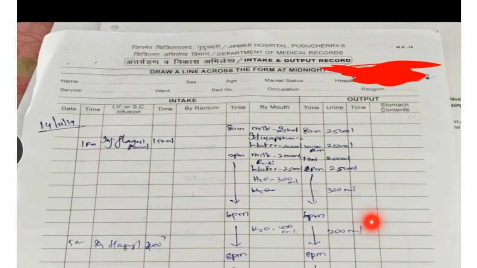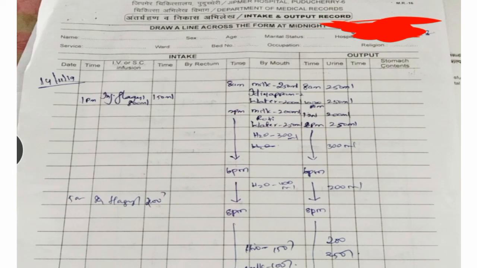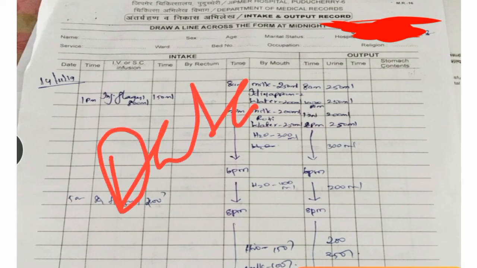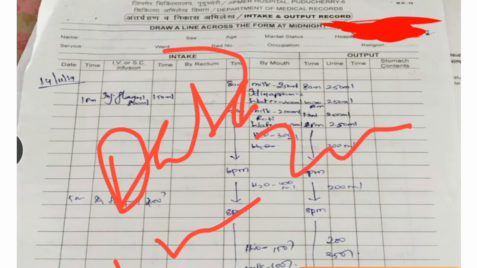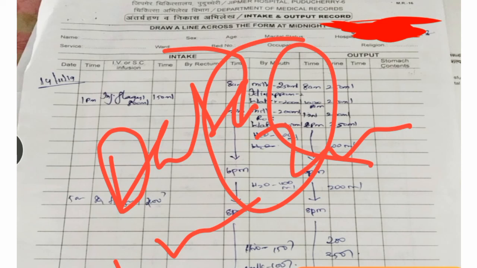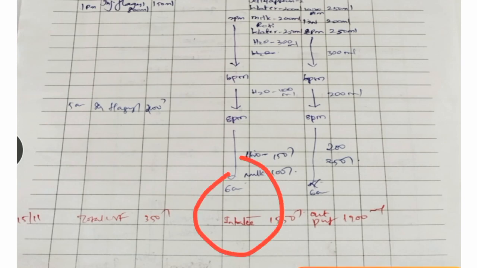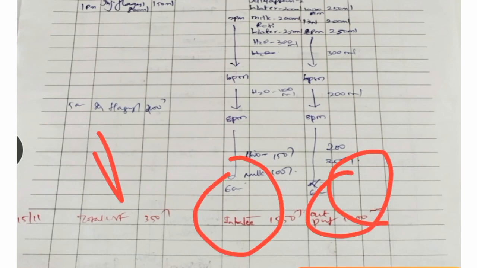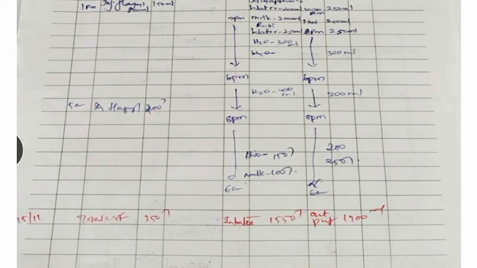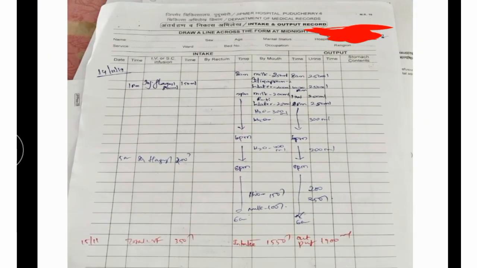So I hope you have understood. In the skill test they will give you this form, the intake output chart, and they might provide you some data. They will say at 1 p.m. this much has been administered, at 2 p.m. this much has been administered, and like this they may give you some data. Then you have to fill it and tell them how much is intake and how much is output and what is the positive balance and what is the negative balance. So they might ask you. I hope you have understood these things, it will be helpful for you.